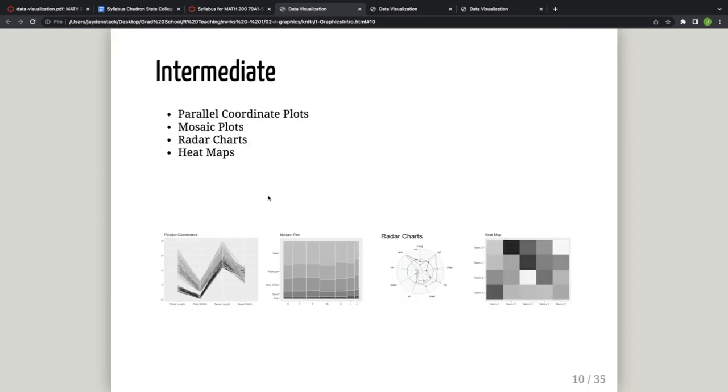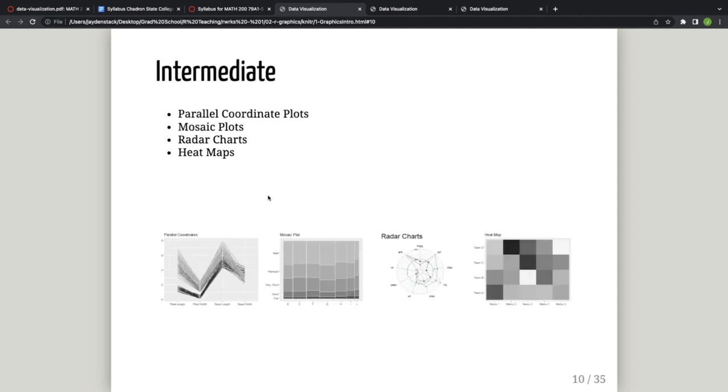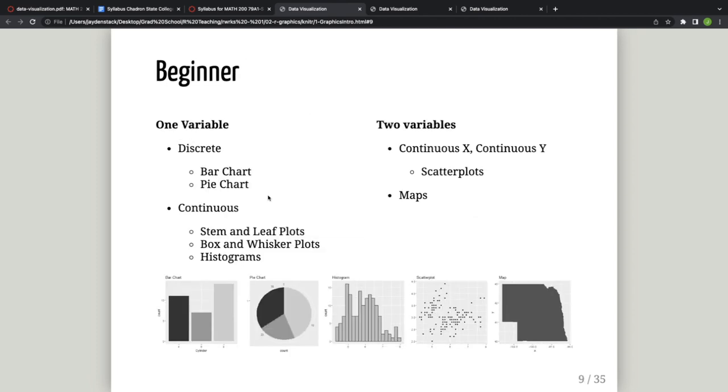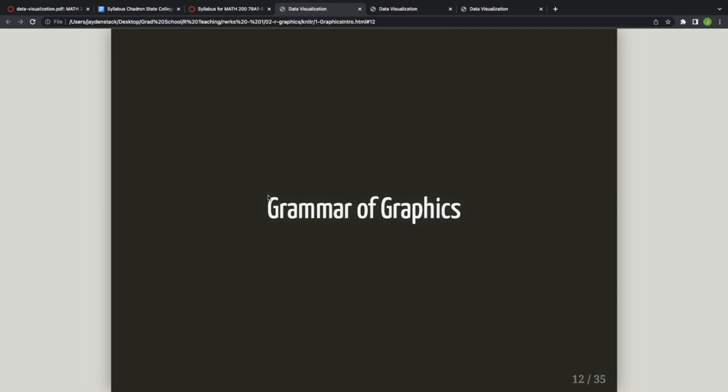So some intermediate graphs, you might see some parallel coordinate plots, some mosaic plots, some radar charts, some heat maps. I like to use a lot of sports references. We might see some heat maps with that for something like baseball. And also some advanced graphs, you might see some density plots, some violin plots, some social network plots. But for this class, we're going to focus a lot on the beginner plots and trying to make them as pristine as possible, and maybe look at converting them even to something like an interactive plot as well. So let's take a look at the grammar of graphics for utilizing the ggplot2 package.